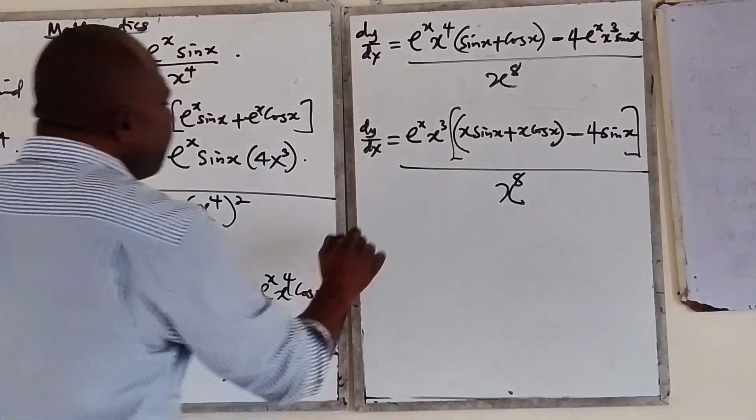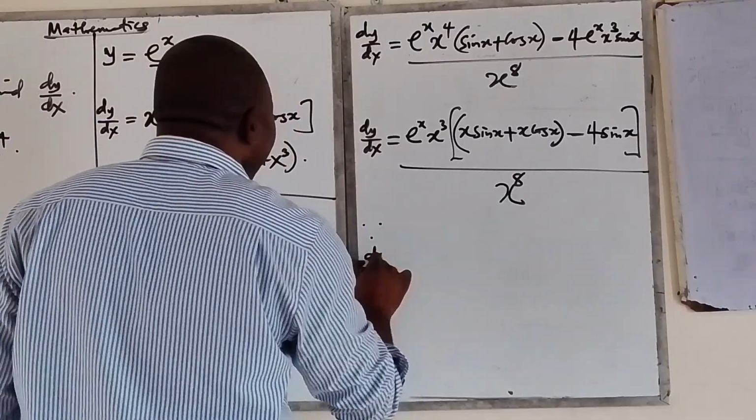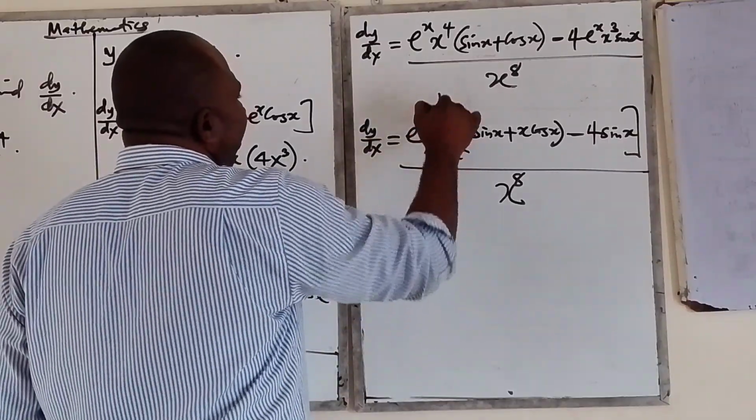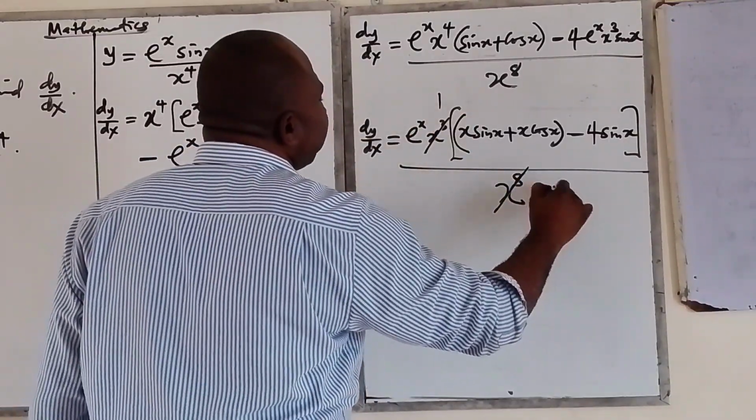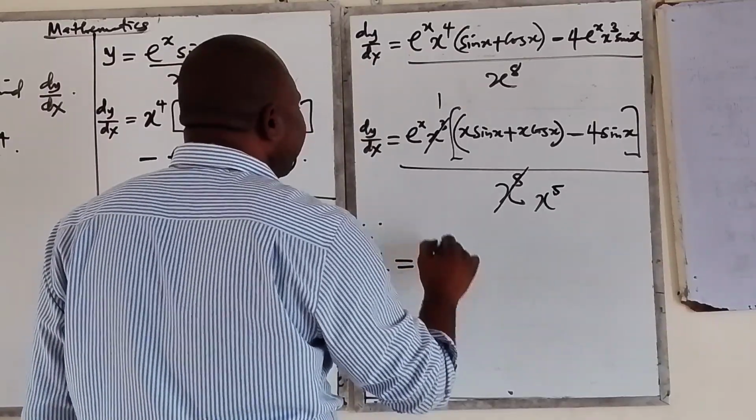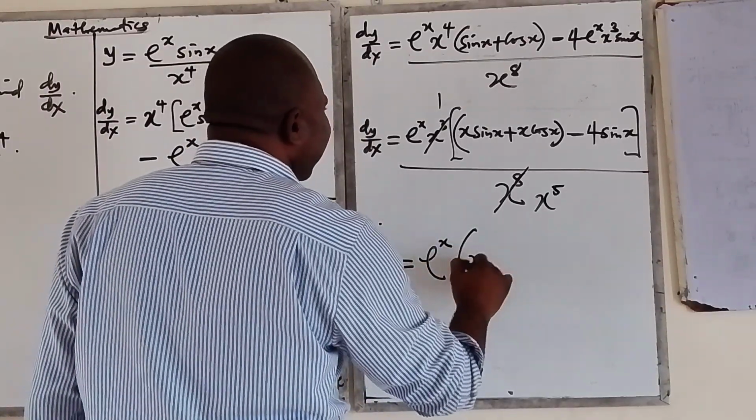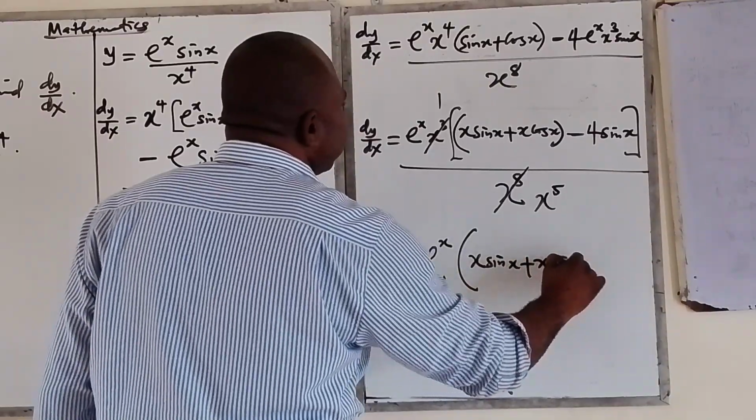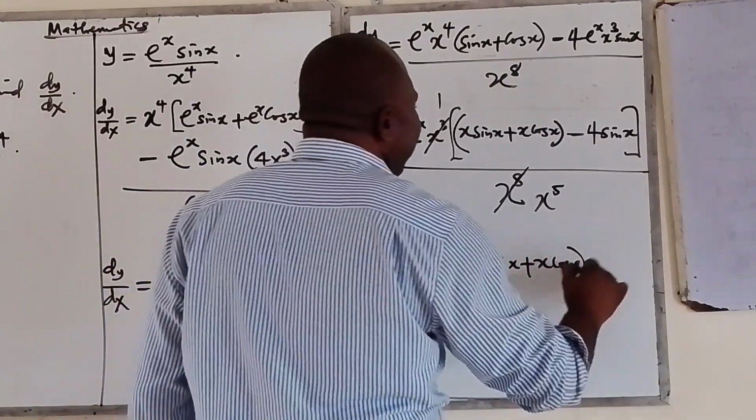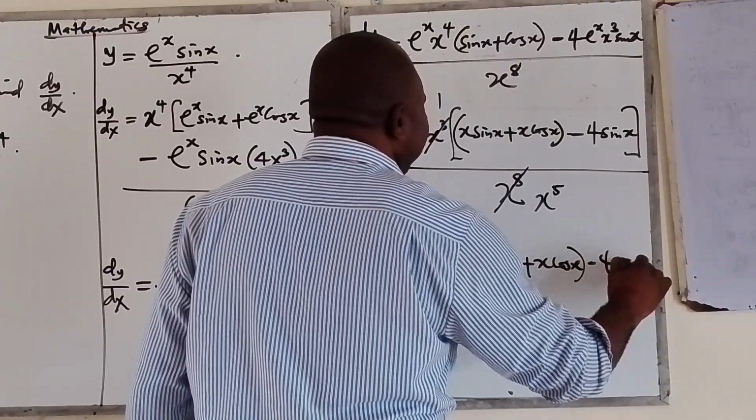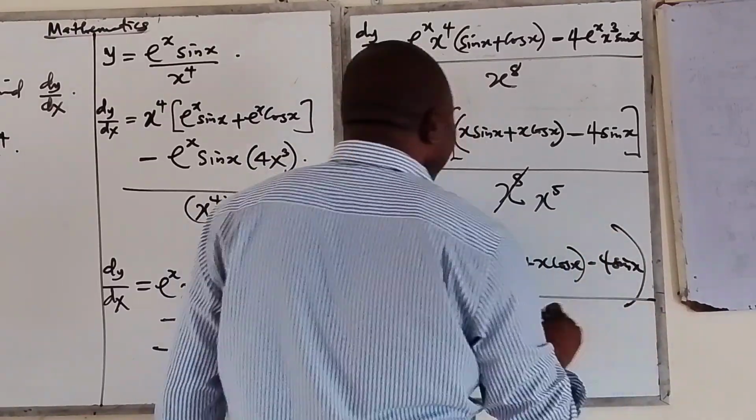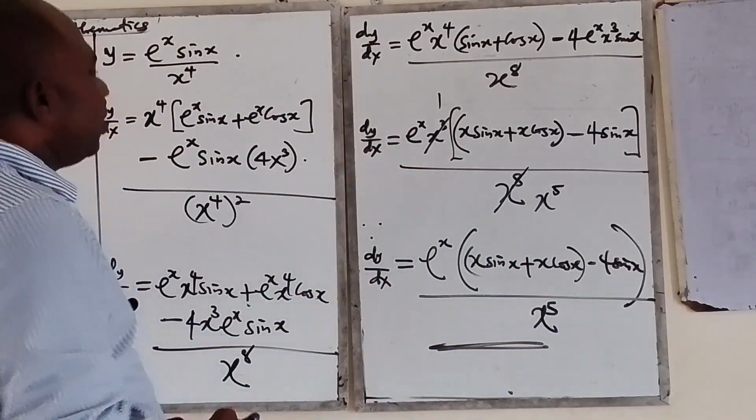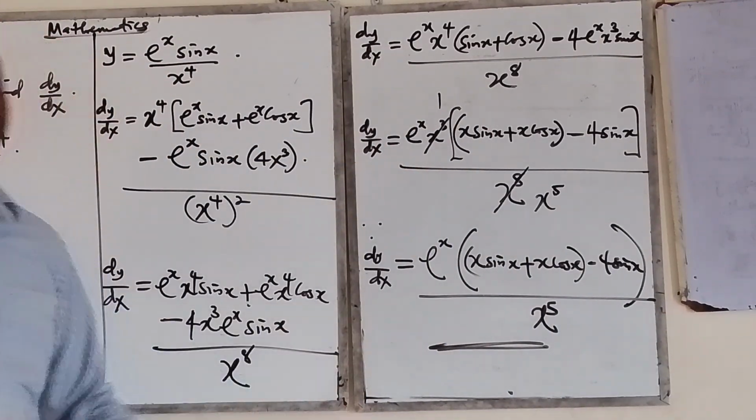So it therefore means that dy over dx will be equal to, this x power 3 will cancel, and here you'll be left with x power 5. So we have e raised to the power of x in brackets x sine x plus x cos x minus 4 sine x, everything all over x raised to the power of 5. So that is the value of our dy over dx.